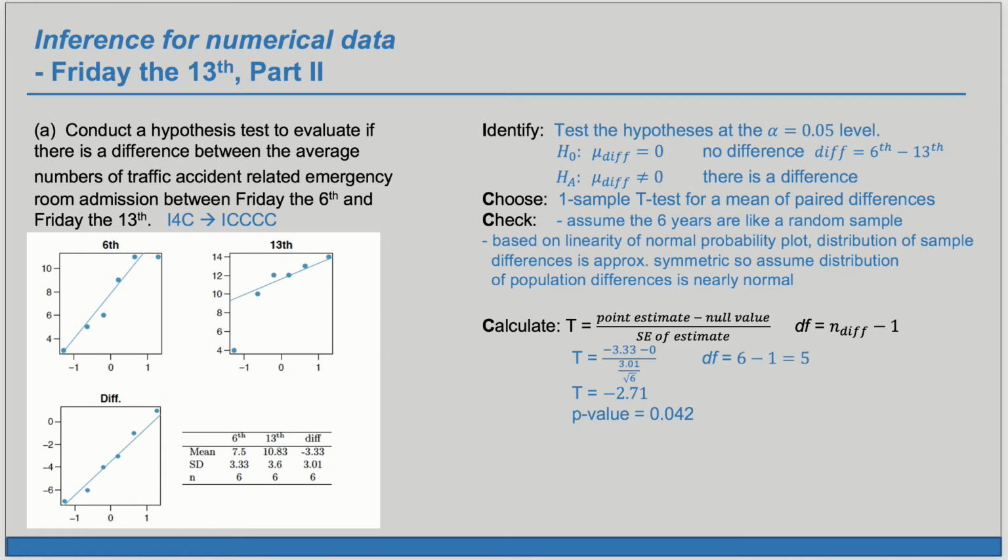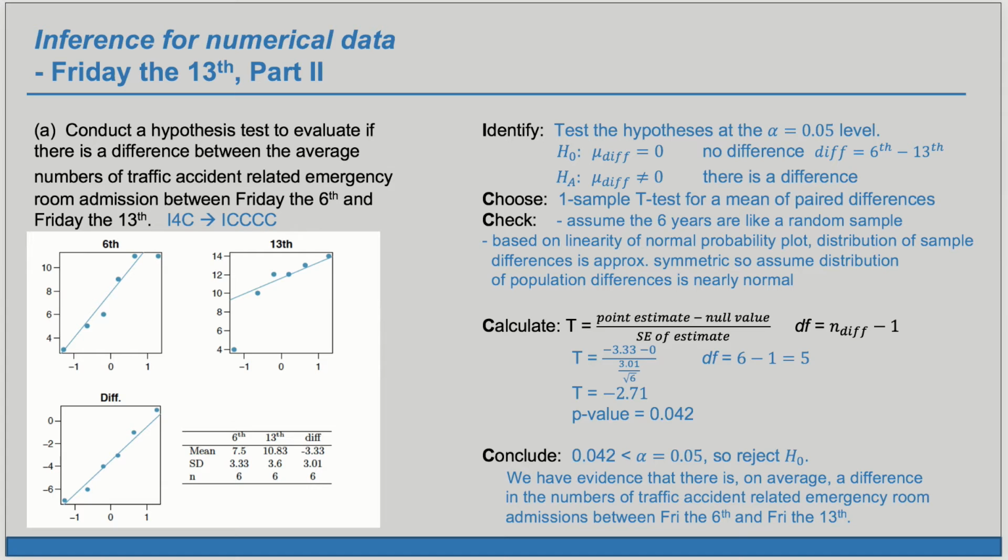And now we're ready for our conclusion. Our p-value is less than our significance level. It's less than the alpha of 0.05. And so because of that, we reject H sub O. And if we reject H sub O, we have evidence for H sub A. So here we're saying we have evidence that, on average, there's a difference in the number of traffic accident-related emergency room admissions between Friday the 6th and Friday the 13th.